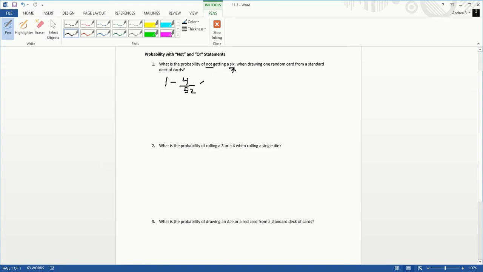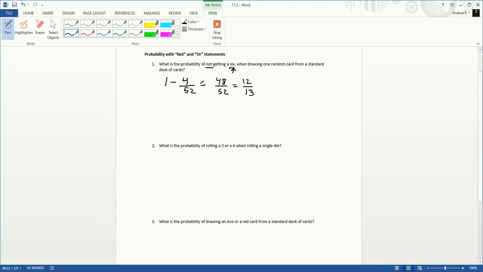So that means here, if you subtract those, if you have it as a fraction, you'd have 48 out of 52. That would not be a 6, which then simplifies to 12 over 13. And for these probabilities, like before, you can either simplify it as a fraction like I did here, or if you prefer, you could do 12 divided by 13 to get it as a decimal, or you can then convert that decimal to a percent. As long as it's either simplified, a decimal, or a percent, you'll get that correct there.